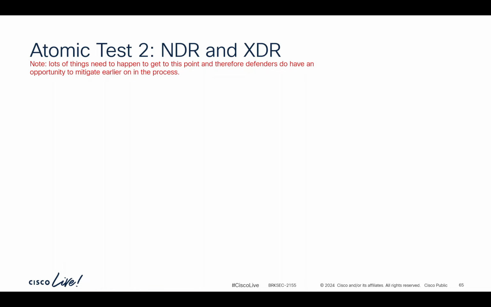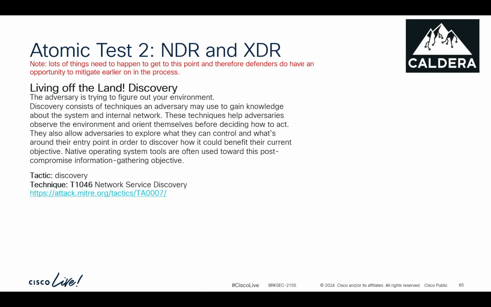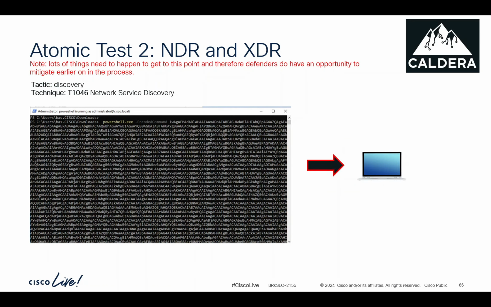So let's get started. We're using Caldera here. This time we're living off the land, so we're going to look for discovery. That's the tactic, and the technique is T1046, Network Service Discovery. What we're going to do is leverage PowerShell to live off the land. Living off the land is leveraging the native capabilities of the system once you have gained access to that system.